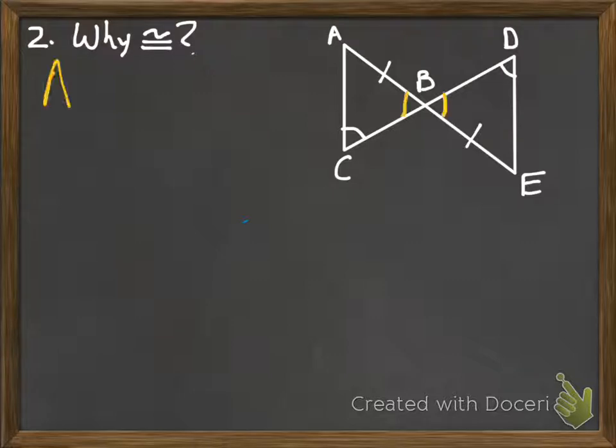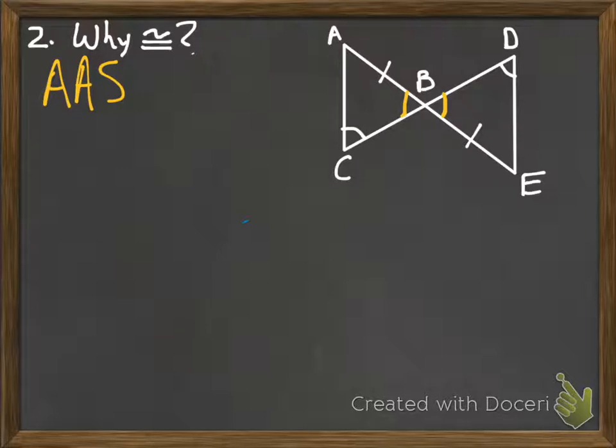Sorry, we need to move ahead a little bit. But we also have these two angles in the middle that are congruent, and those are vertical angles. So, based on that, we have angle, angle, side.